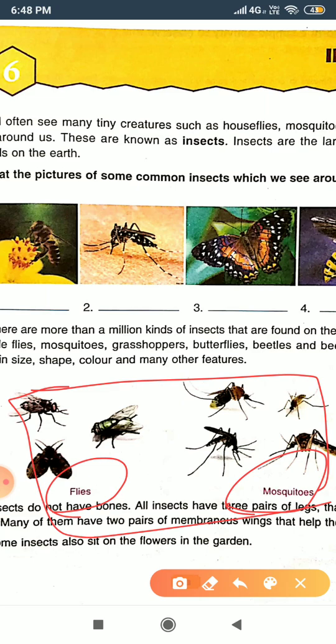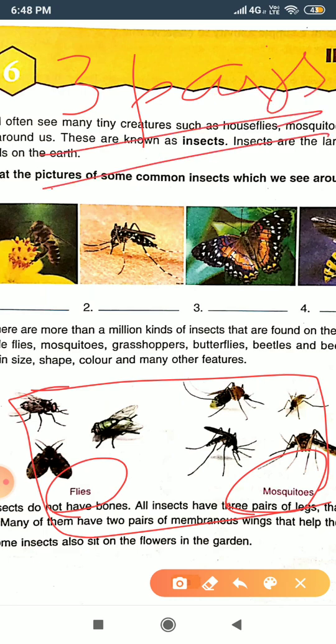That means they are having 3 pairs of legs. How many pairs of legs they are having? They are having 3 pairs of the legs. That means 3 plus 3 is equal to total 6 legs. That means an insect is having 6 legs.